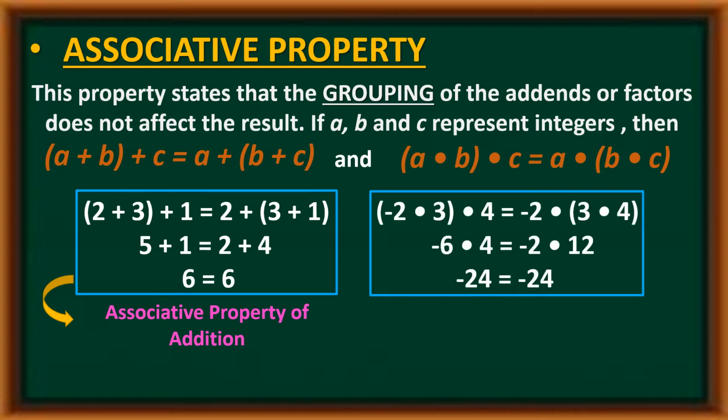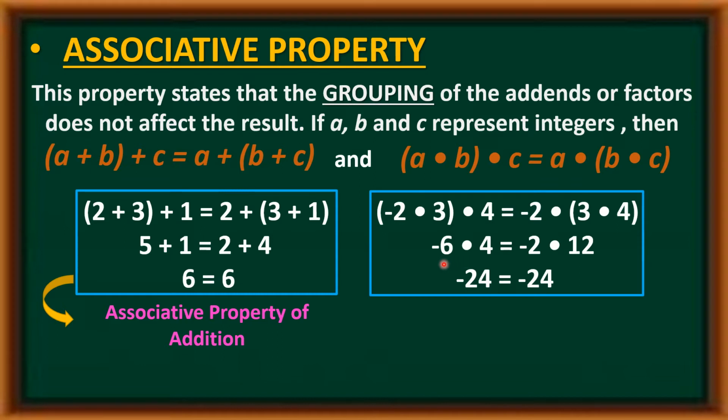So, we have inside the grouping symbol is negative 2 times 3, then times 4. Sa kabilang side ng equation, ang nakagrouping symbol ay si 3 times 4. So, let's solve first the numbers inside the parenthesis. So, we have negative 2 times 3 is negative 6. Bring down 4. And then, on the right side of the equation, bring down negative 2. Then, let's solve 3 times 4. That is positive 12.